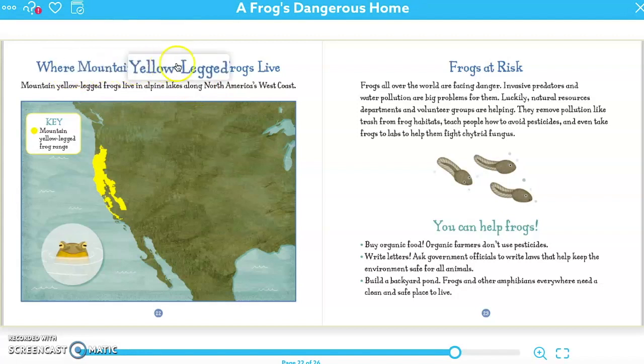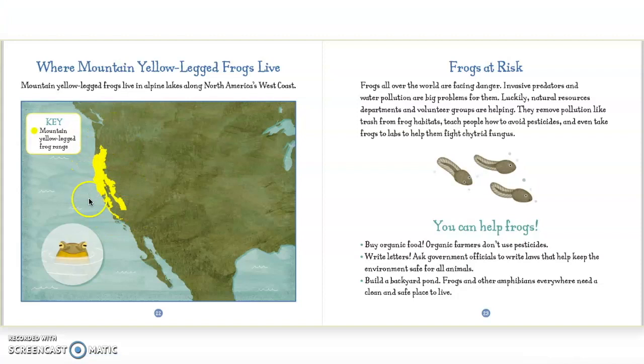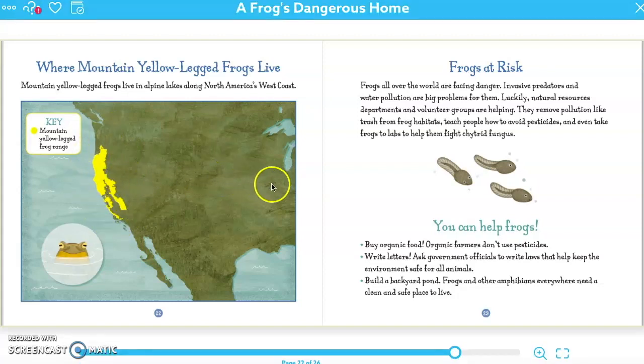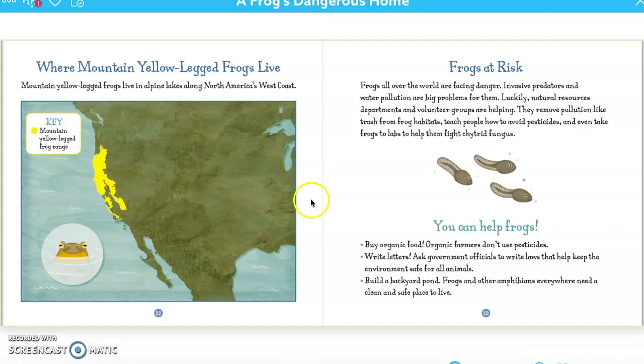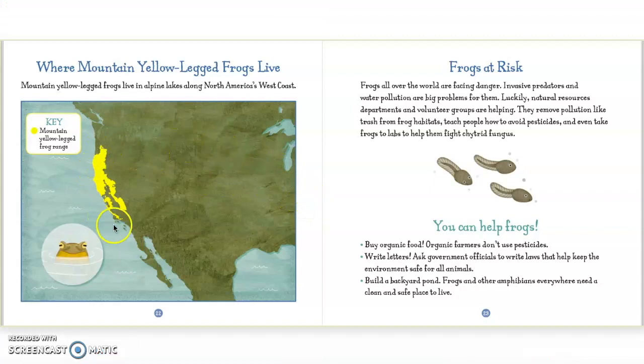Where mountain yellow-legged frogs live. Mountain yellow-legged frogs live in alpine lakes along North America's west coast. So here is where these frogs live. And this looks like California. So we live way over here. It's not even on the map in North Carolina. And over here is California, where the mountain yellow-legged frogs live.